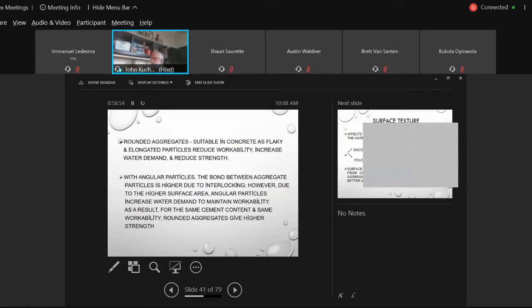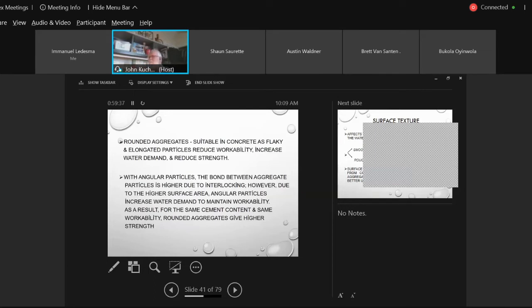Rounded aggregates are suitable in concrete, as flaky and elongated particles reduce workability, increase water demand, and reduce strength. Okay? So we don't want flaky and elongated. Now, with angular particles, the bond between aggregate particles is higher due to interlocking. Okay? Plus, when you have a rough texture, you have better bond. However, because now you've got peaks and valleys, you've got more surface area on a crushed aggregate than if you took one aggregate that was subangular, semi-round, whatever, and somewhat smooth. You don't have enough peaks and valleys in the surface of the aggregate.